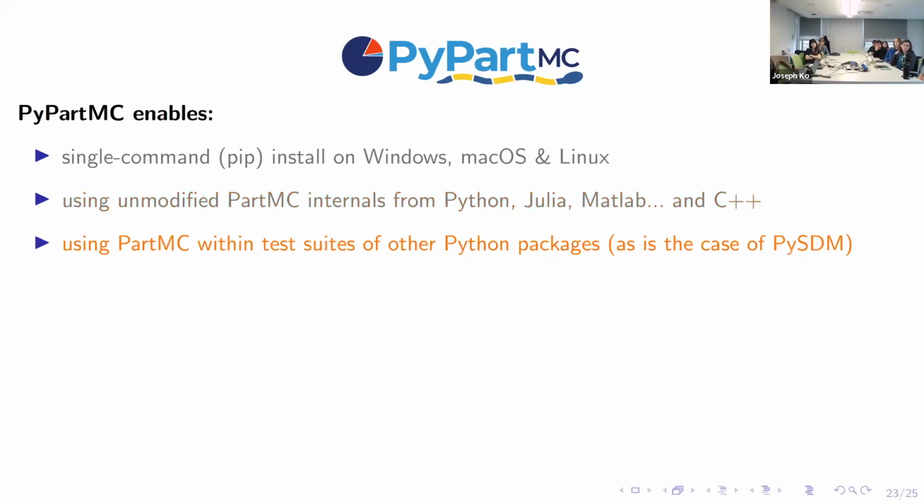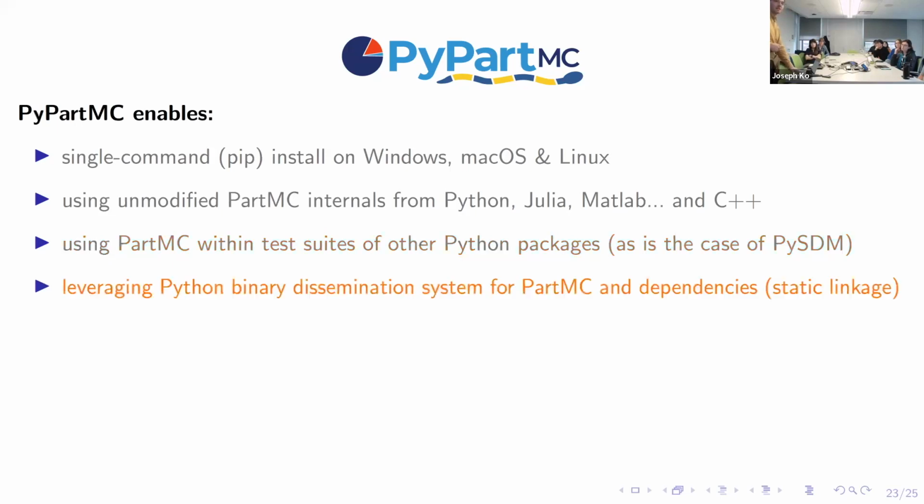What is now enabled, and what is actually the case in one of the other projects I maintain, PySDM, is that PartMC can now be used in a straightforward way in test scenarios for other Python projects. This wouldn't be possible without a lot of setting up and without going outside of the Python ecosystem. Now, inside testing logic for other packages, we can compare against results from PartMC.